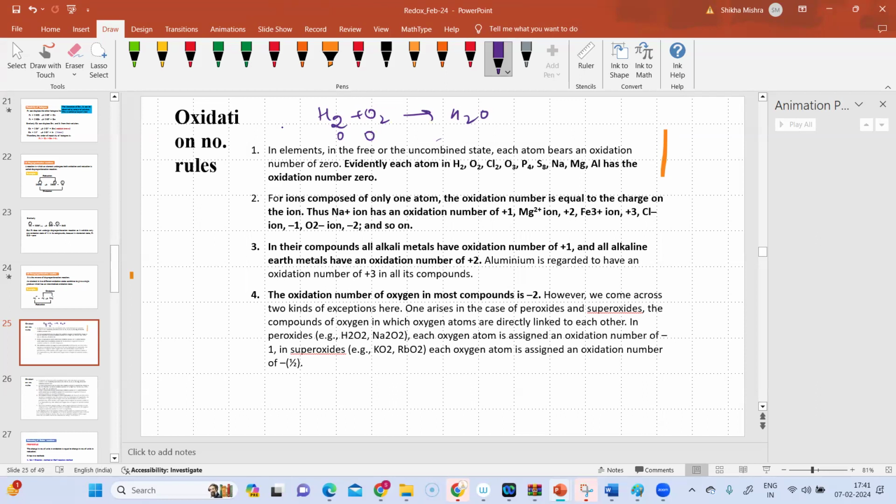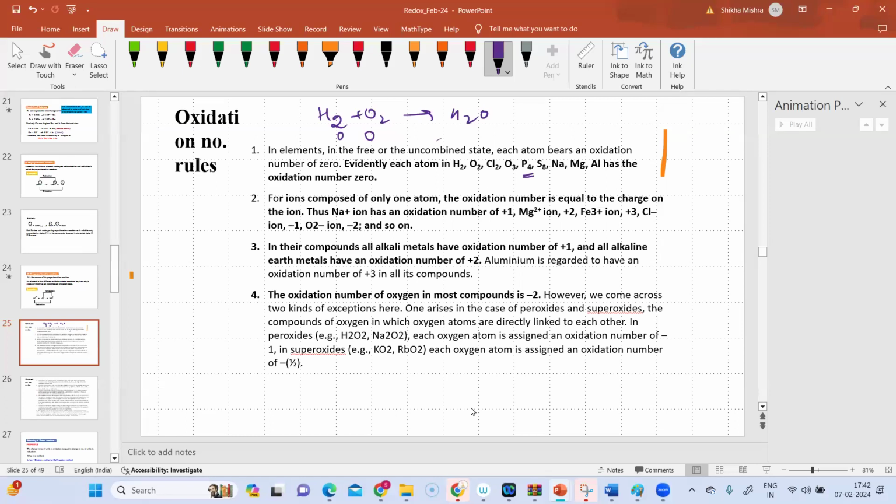Phosphorus is P4. Why? Because phosphorus exists as P4. Sulfur is S8, so not sodium, sorry, sulfur is S8 because sulfur is a polyatomic molecule, it exists as an S8 molecule, right?